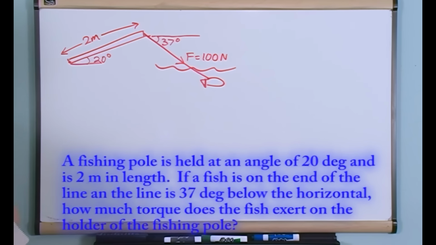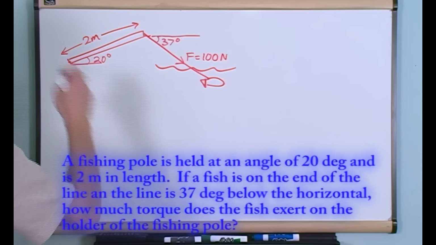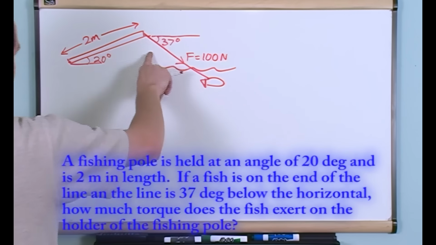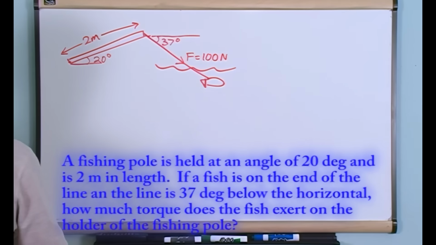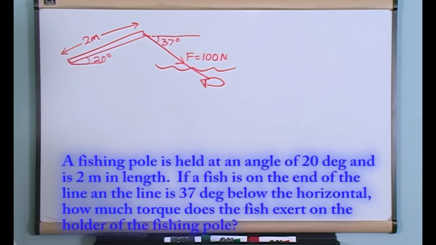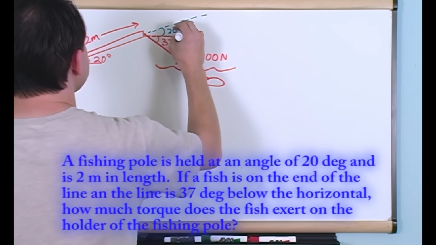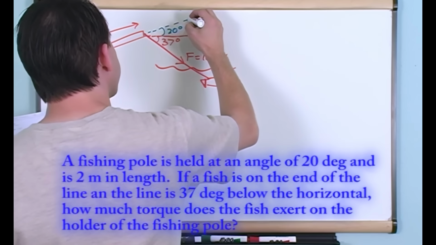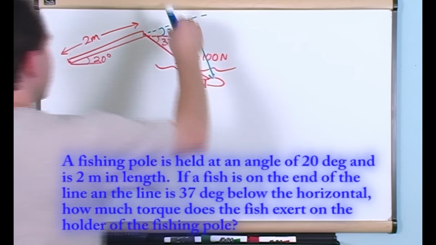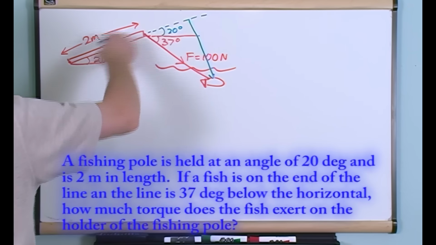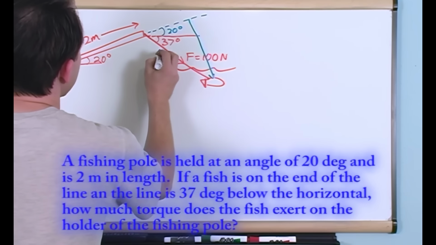Well, first thing you need to do, because you know that this is not going to be perpendicular to the pole here, is you need to figure out what the perpendicular force is that's acting down perpendicular here. Easiest way to do that is to realize that if you were to extend this fishing pole out a little bit, this angle is going to be 20 degrees. So in order to find the force that's acting perpendicular to my fishing pole here, all I need to do is figure out what this force is here. Now I've got 100 newtons over here.